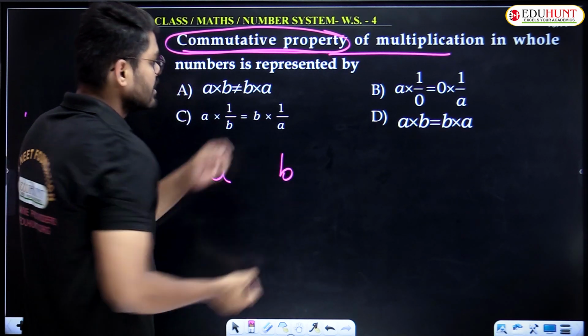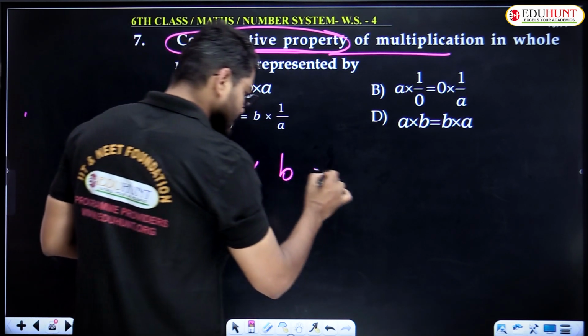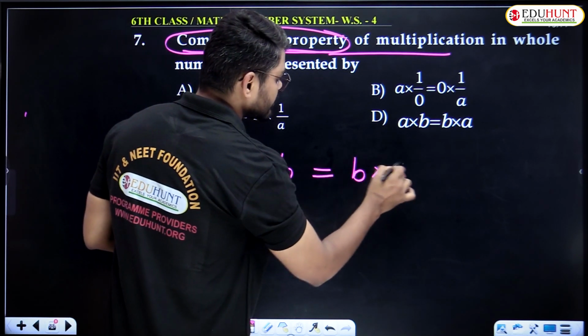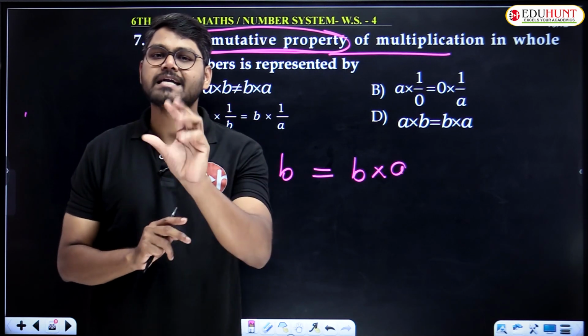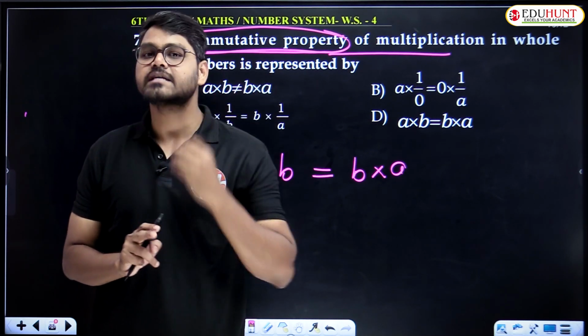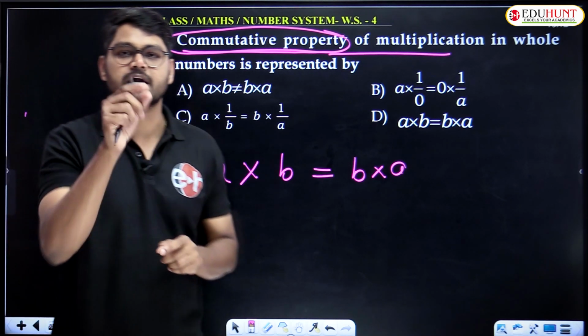A and B. We are talking about multiplication, that means A into B is equal to B into A. That means you take any two whole numbers, multiply in any order, the result must be the same. That represents the commutative property of multiplication.